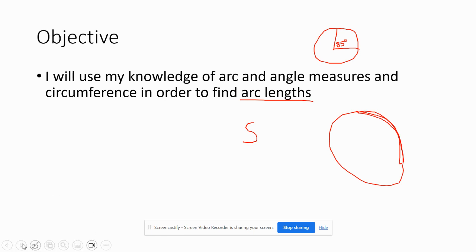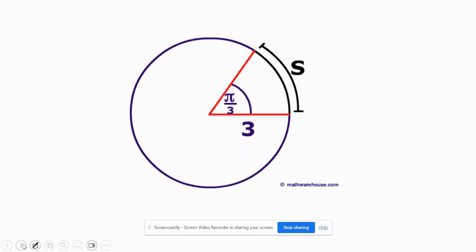So as we get to our first problem, I'm showing you a circle with a central angle that is measured in radians. We know that the intercepted arc would also be pi over 3 radians, since a central angle and its intercepted arc have the same measure. But I want to know s, which again is the arc length. So actually, how long is this?